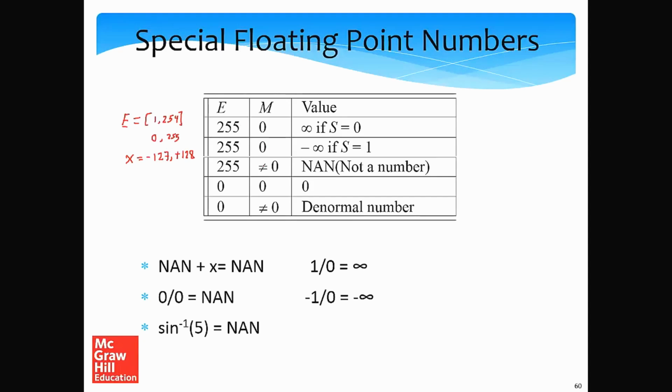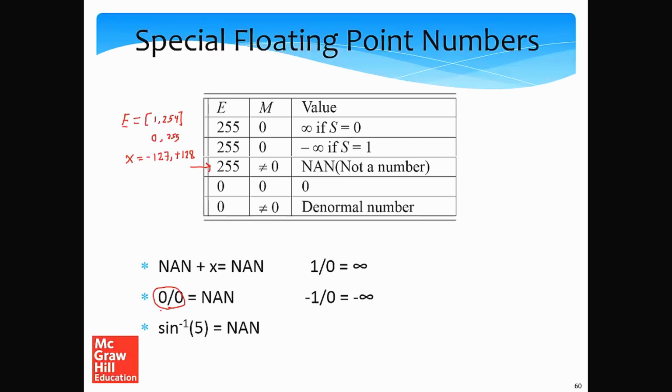Now let's consider the third case, where e is 255 and m is not equal to 0. There can be many such values, but we say that all of these values represent a NaN, where a NaN is a not a number. For example, what is 0 by 0? 0 by 0 is undefined, so we treat this case as a NaN. Or what is log of minus 1? Log of minus 1 is undefined. So let's again treat it as a NaN, or arcsine of 5, arcsine of 10. It is undefined, so we treat this as a NaN.